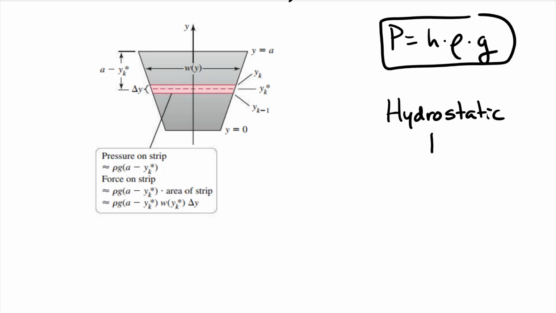Hydrostatic: hydro, water; static, not moving. That's static. It means it's not moving. So water, not moving, pressure. What we're thinking is possibly this is the side of a dam, and there's water on the other side of it pushing upon it. And it needs to be able to hold it.